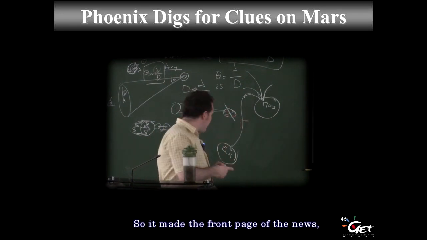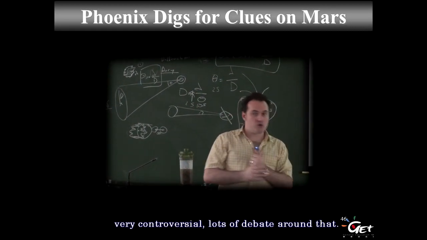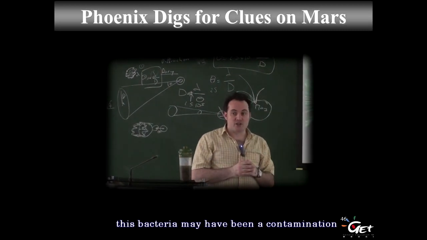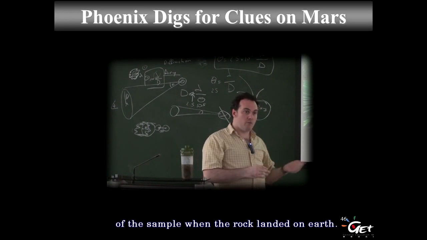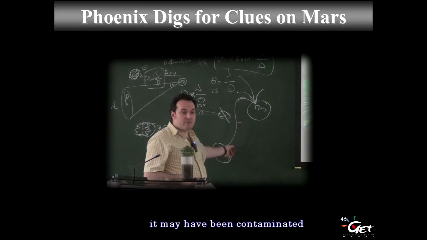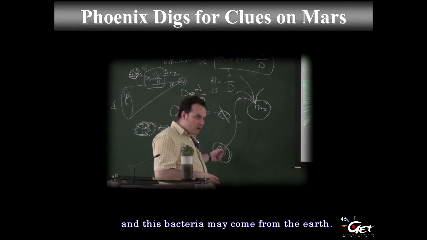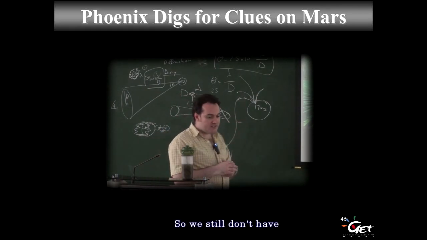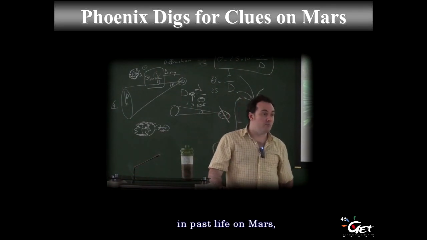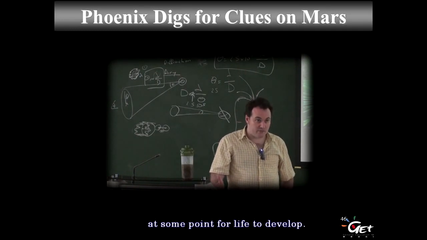So it made the front page of the news, and it has been very controversial, with lots of debate around that. The latest results are that this bacteria may actually have been a contamination of the sample when the rock ended up on Earth. So in the phase when it ended up on Earth, it may have been contaminated by bacteria from Earth before collection. And this bacteria may be Earthian and not Martian. So we still don't have very solid evidence of past life on Mars, but all the conditions were there at some point for life to develop.